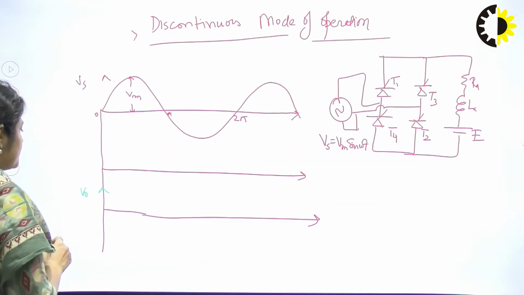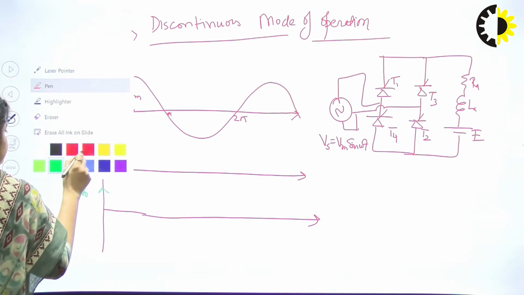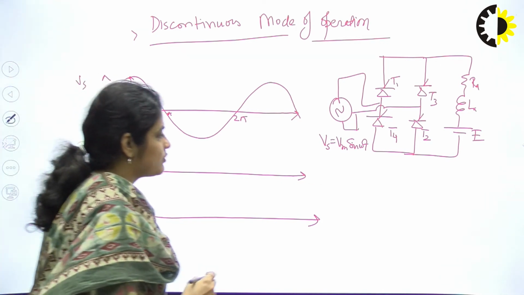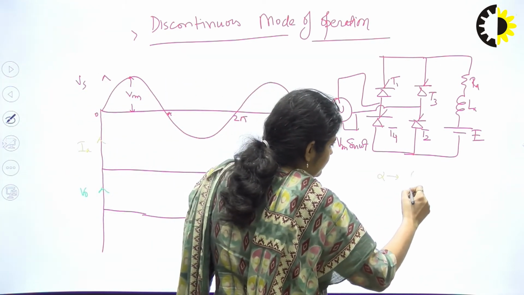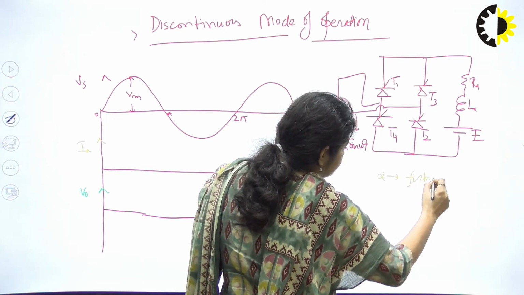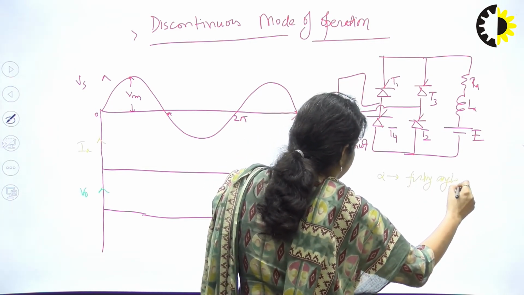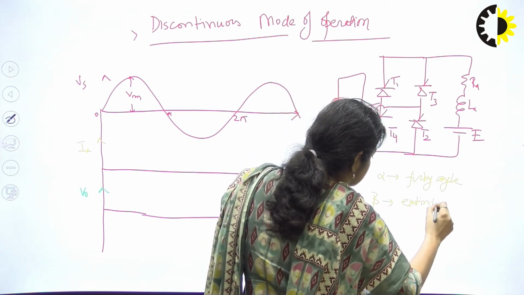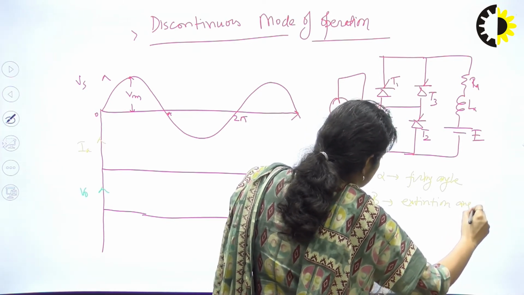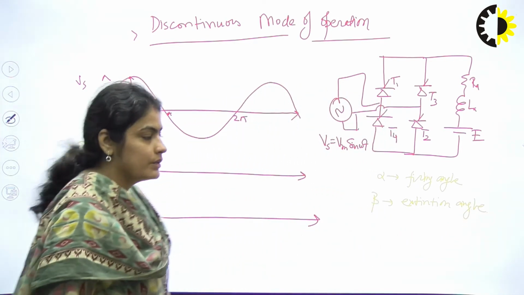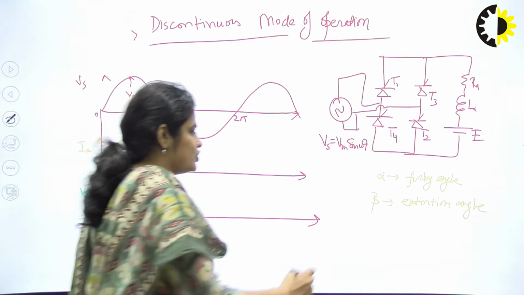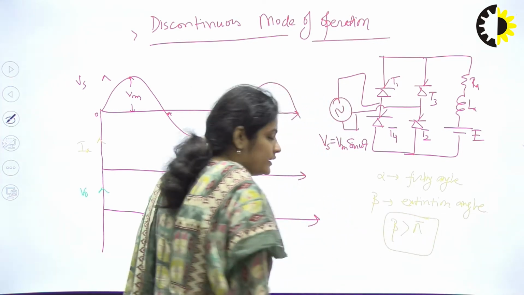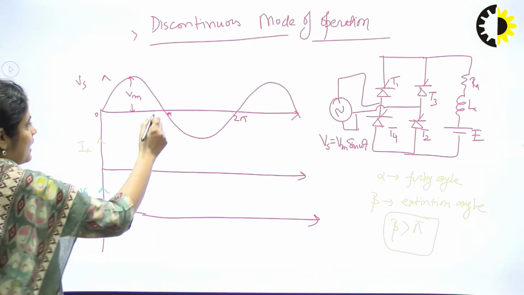So this is V0 and this is suppose IA, the armature current, and it is discontinuous. Suppose alpha is the firing angle of the thyristor and beta is the extinction angle at which the current is 0, right? And suppose we assume that beta is greater than pi, right?